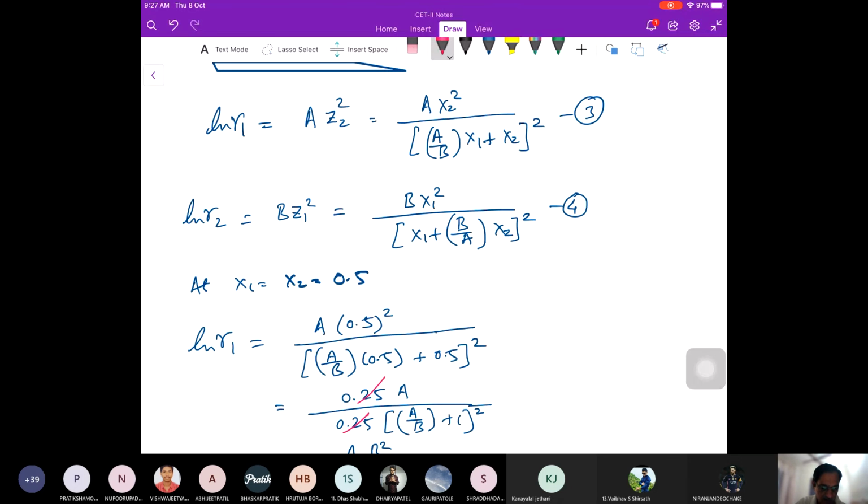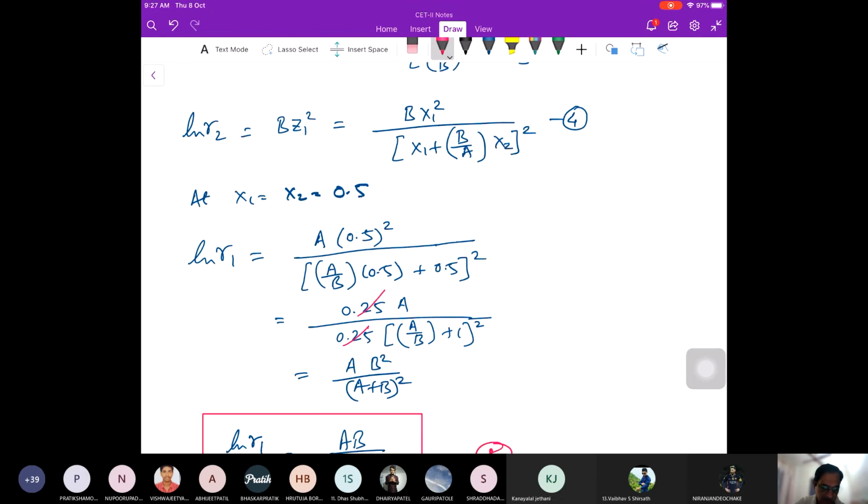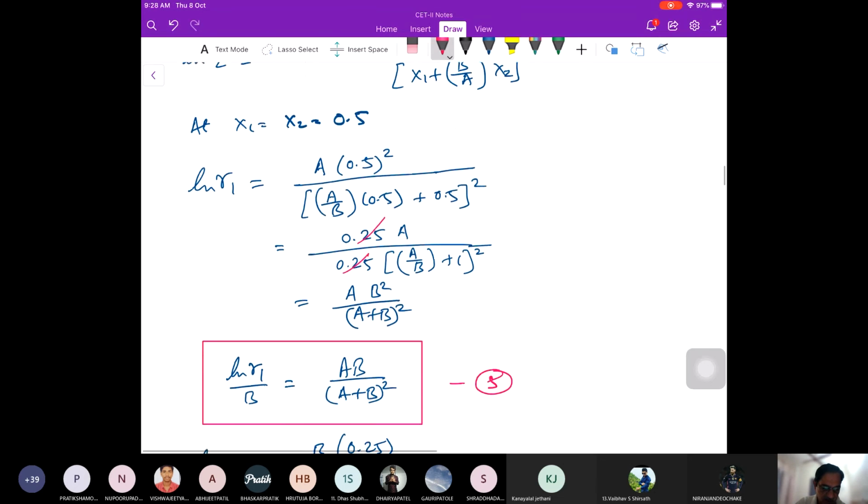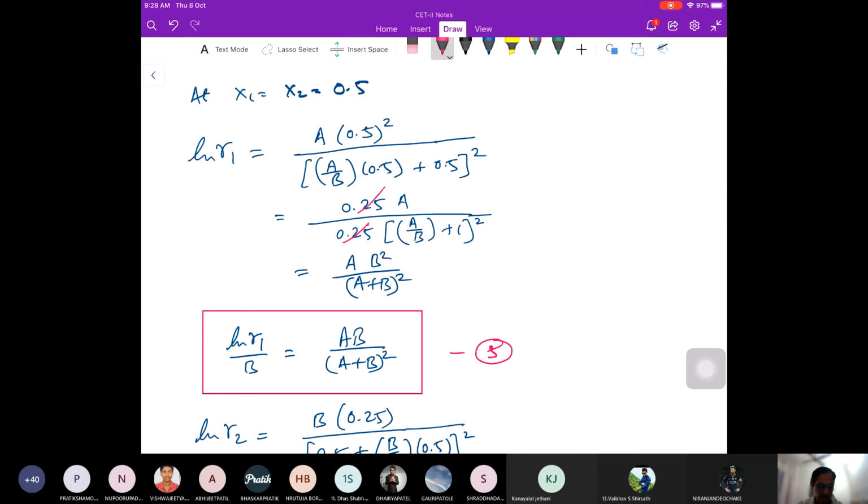ln gamma 1 is equal to a into 0.5 square upon denominator में a by b into 0.5 plus 0.5 whole square. If we take out 0.5 outside the square in the denominator, we'll get 0.25, 0.25 ऊपर भी आ जाएगा, cancels out, and what you get is a और denominator को हमने add किया, so what you'll get is a into b square upon a plus b whole square. So if we take b here on the left hand side, we get ln gamma 1 upon b is equal to ab upon a plus b whole square.